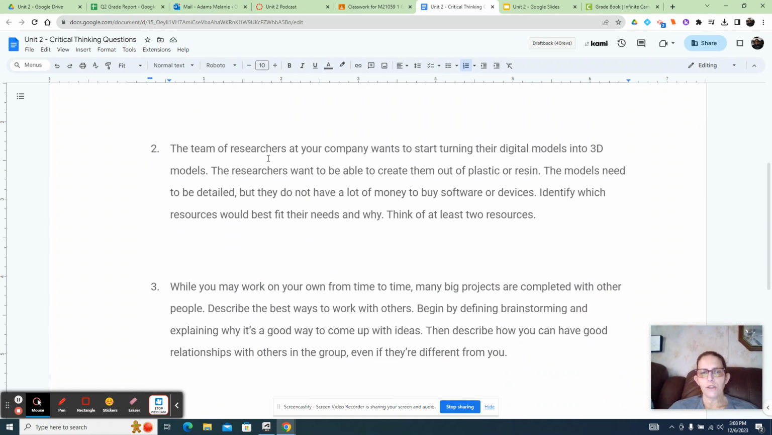The team of researchers at your company wants to start turning their digital models into 3D models. The researchers want to be able to create them out of plastic or resin. The models need to be detailed, but they do not have a lot of money to buy software or devices. Identify which resources would best fit their needs and why. Think of at least 2 resources.